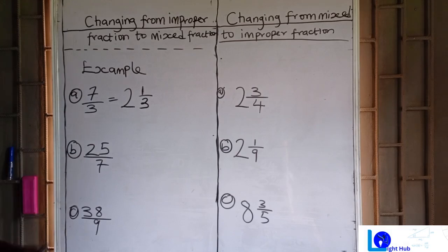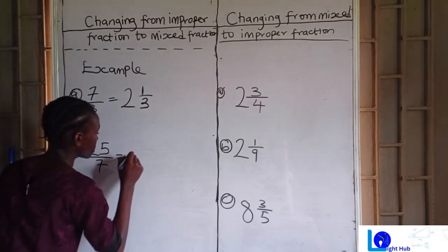So this is 25 over 7. This is another improper fraction. So 25 divided by 7 is 3 because 3 times 7 gives us 21. So if we remove 21 from 25, we get 4.